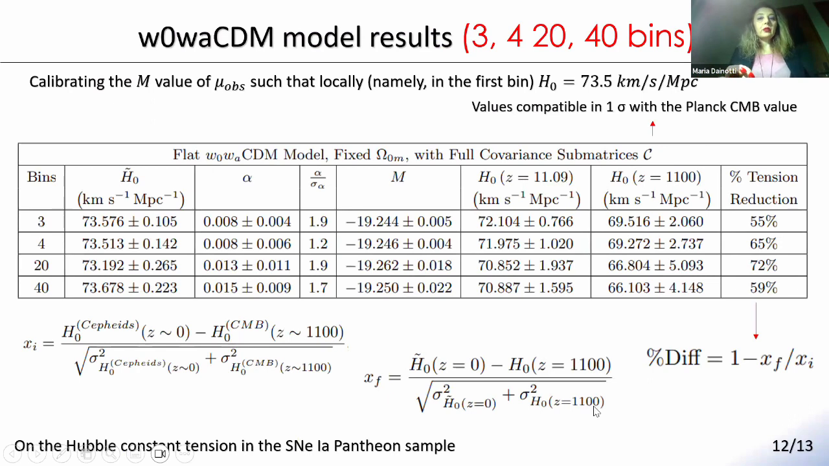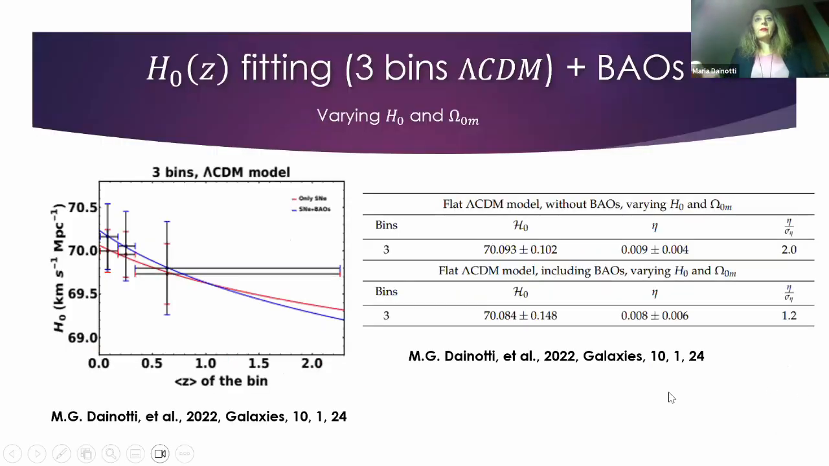And here we computed the difference as 1 minus Xf. Xf is the value of the Hubble constant at 0, minus the value that you would have from the fit at 1,100, divided by the square root of the errors that you have in the two cases. And Xi is defined as the difference between the Cepheids and the CMB value. So this is to check how much of a reduction we have.